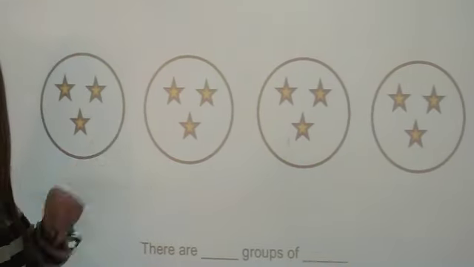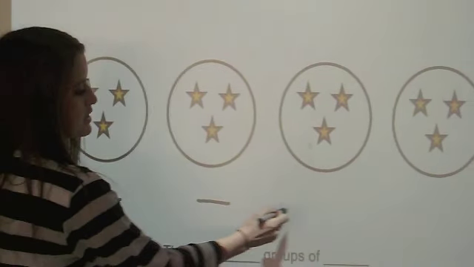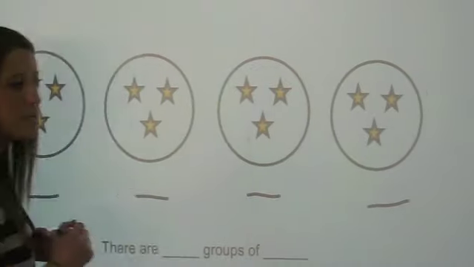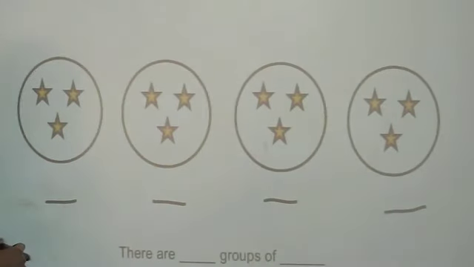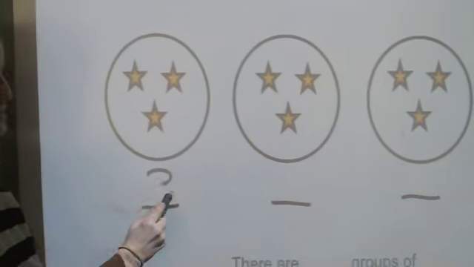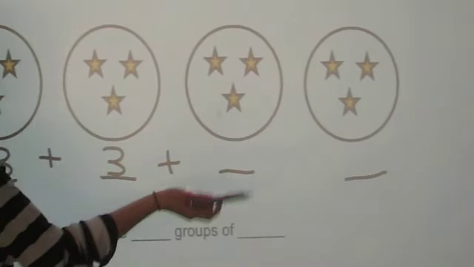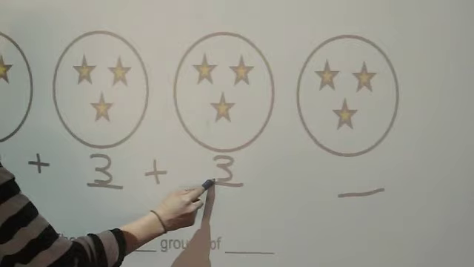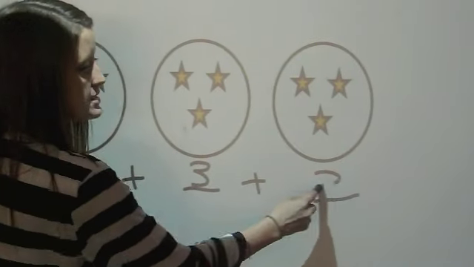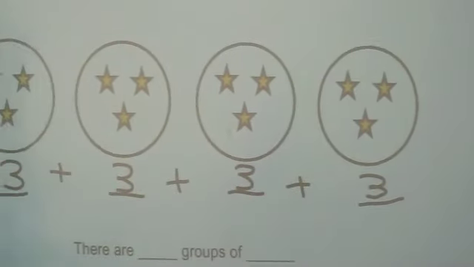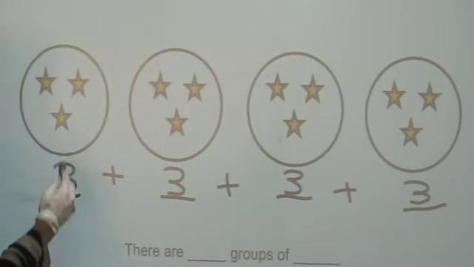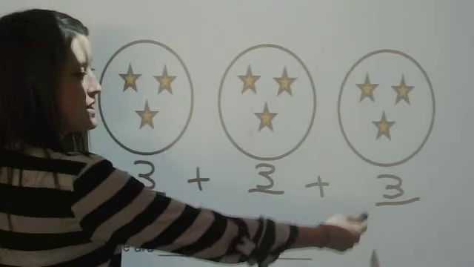We're going to start over here with our first group. So I'm going to just draw a line under each of these. We want to know how many stars are in each group, and then we're going to add them up at the end. So in our first group, we have 1, 2, 3 stars. Let's add it to our next group. 1, 2, 3, plus, bet you can guess that there's 1, 2, 3 more, plus 3 stars in our last group. Alright, so now you see we have 3 plus 3 plus 3 plus 3.